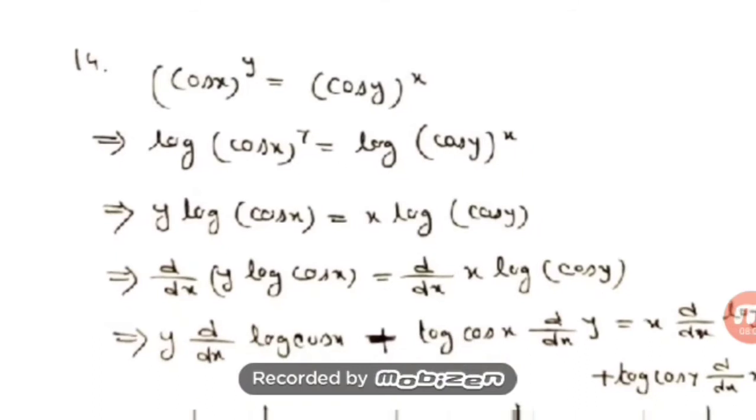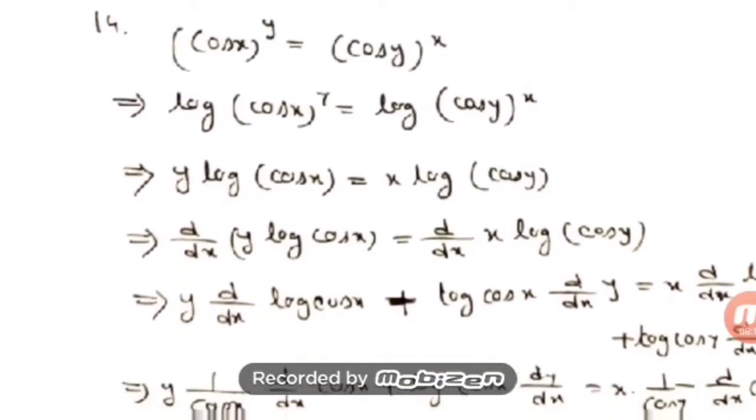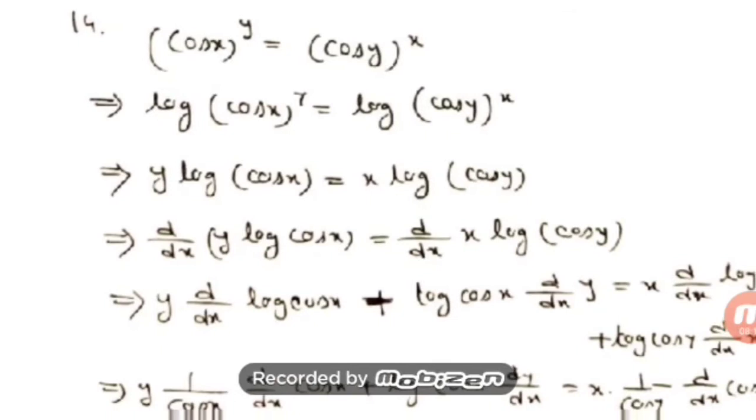Now I go to question number 14. Your question number 14 is cos of x to the power y is equal to cos of y to the power x. Powers are variable and also x and y cannot be separated. So it is an implicit function, the power is variable, so take logarithm.